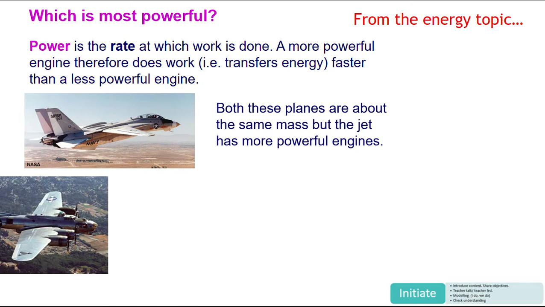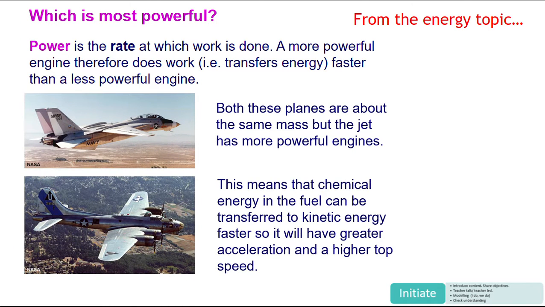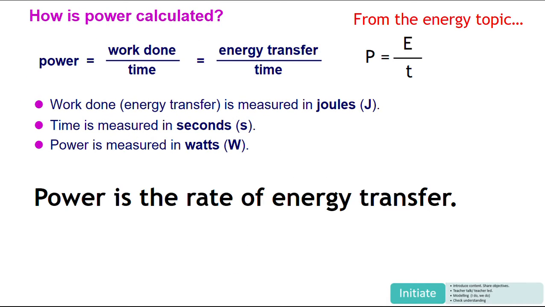An example here, we've got 2 planes. Obviously the one at the top there is more powerful than the old-fashioned one at the bottom. That's because it can deliver energy much quicker. It can transfer energy much quicker. It can do work at a faster rate. That's what we mean by power.